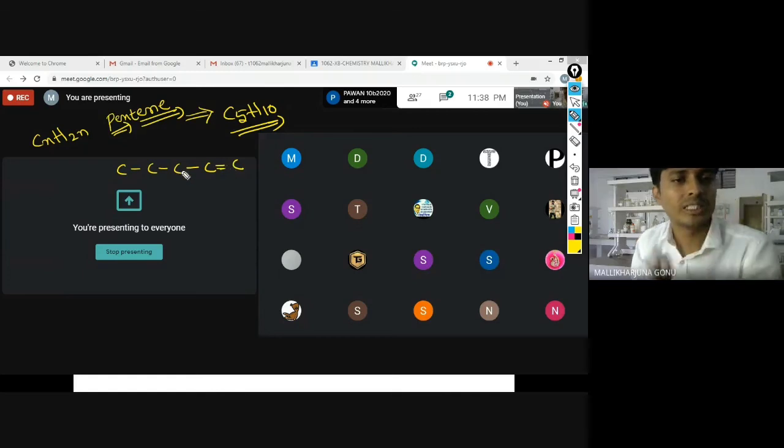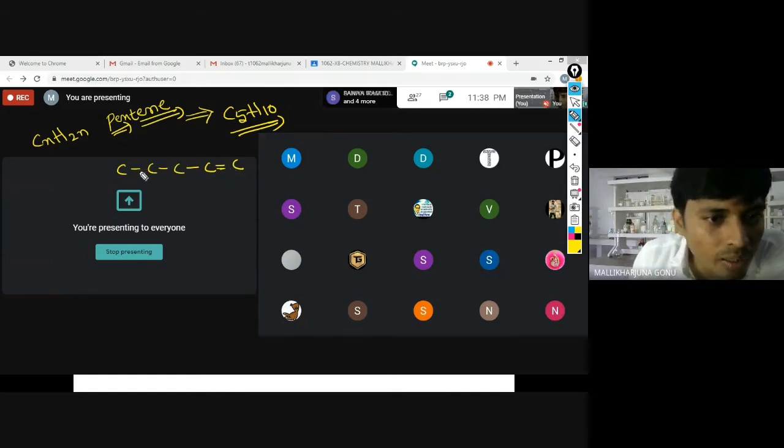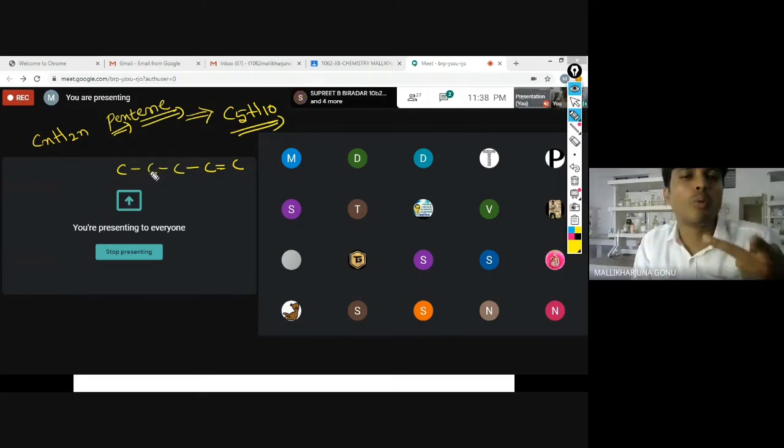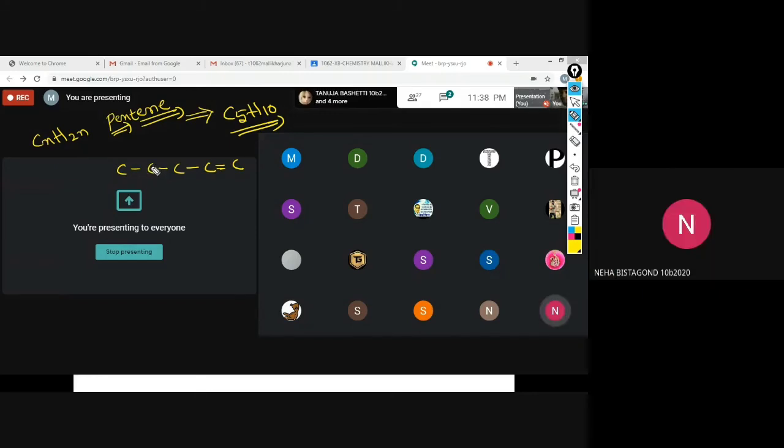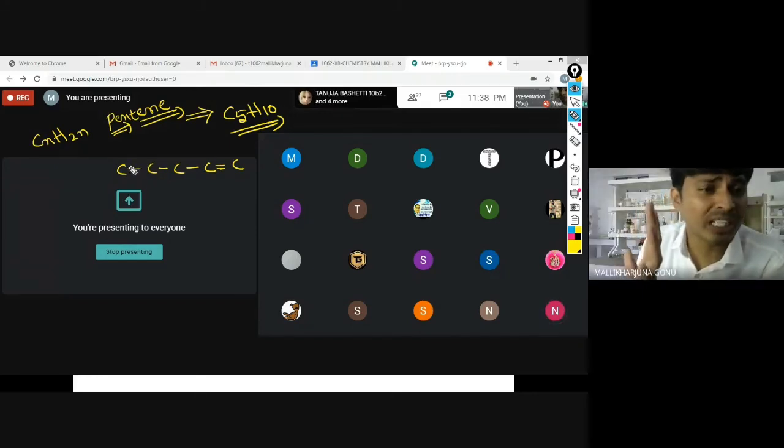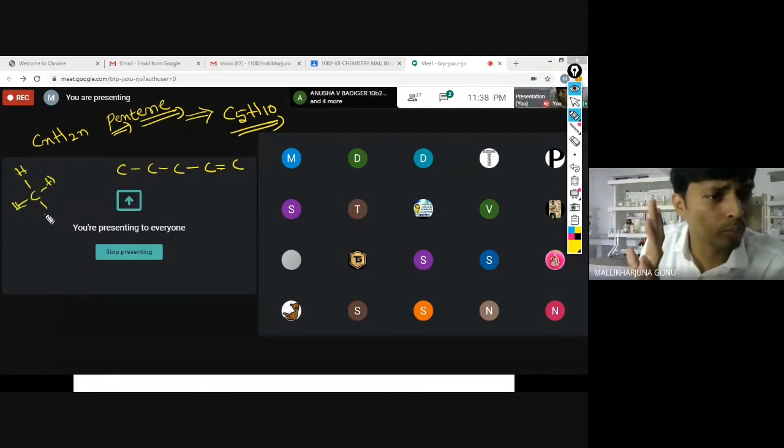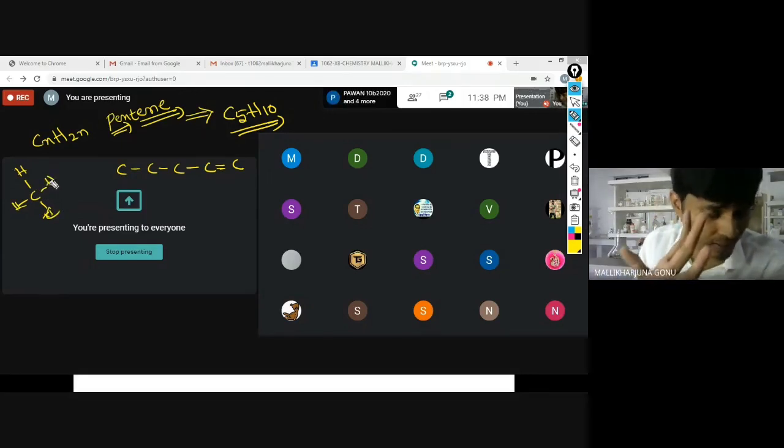Now see, this bond belongs to this carbon. That means 2 bonds are already with that carbon. You have to make 2 more bonds to make it 4. Is it clear, Neha? Yes, sir. So you have to make sure that carbon always forms 4 bonds only. That can be with carbon also, or with any other elements also. Always 4 only should be there.